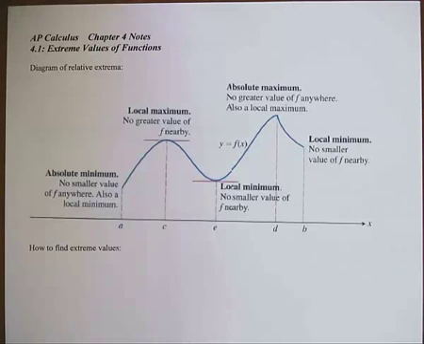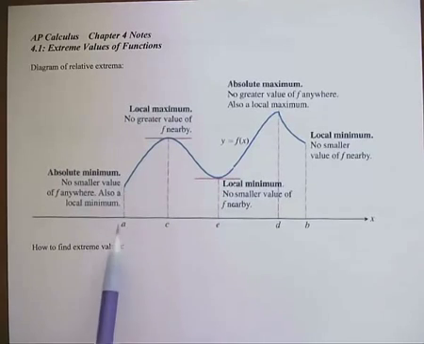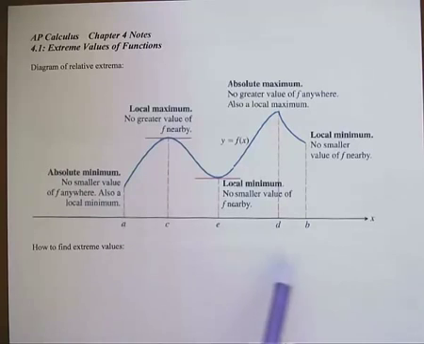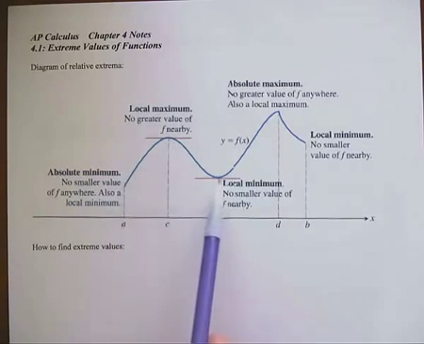The main theme of chapter 4 is finding extreme values of functions. This diagram gives you the definition of what an absolute maximum or minimum is versus a local maximum or minimum. First, I want to point out that there's a difference between the location of where a minimum would be and the actual minimum value itself. The location of the minimums or the maximums would be the x values along the x-axis. The minimum and maximum values themselves are the y values that are actually along the curve.